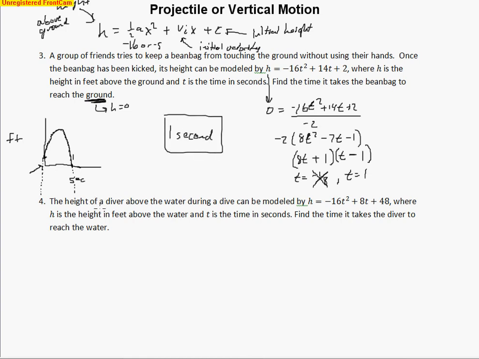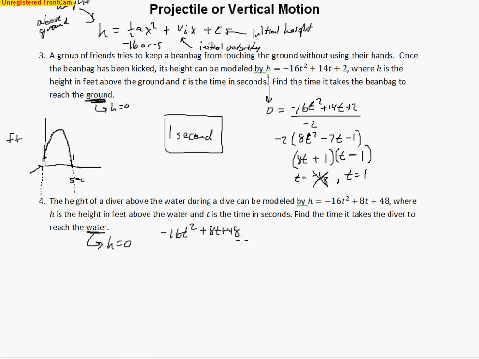Height of a diver above the water during a dive can be modeled by this equation. So it says 8 represents the initial velocity. It's like when the diver jumps up. 48 feet is the initial height prior to her jumping. And so it says where h is the height in feet above the water, and t is time in seconds. Find the time it takes to reach the water. So that means that h equals 0 again. And so we're just going to write down the equation, negative 16t squared plus 8t plus 48.